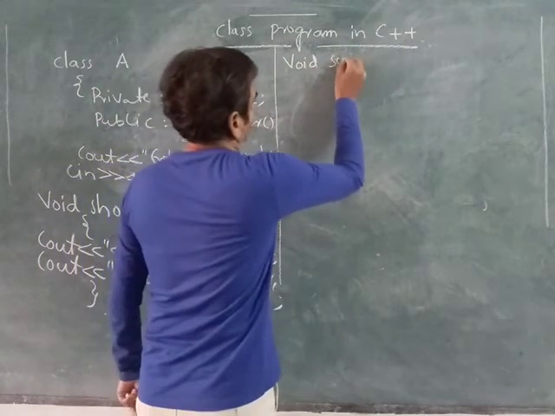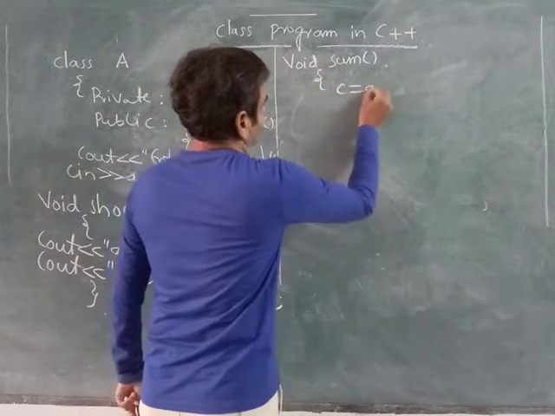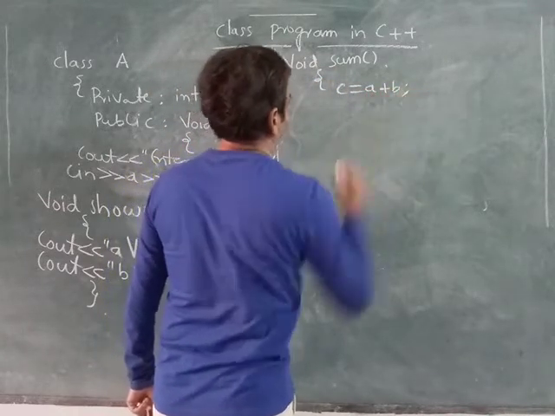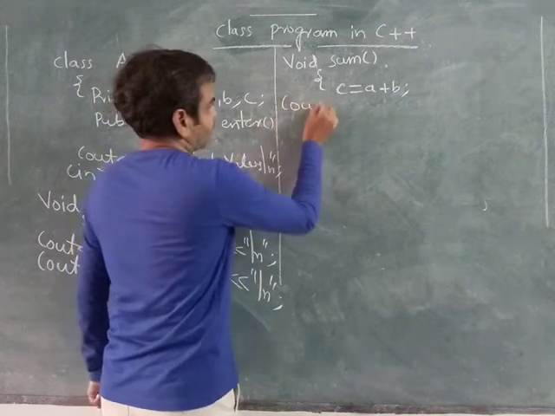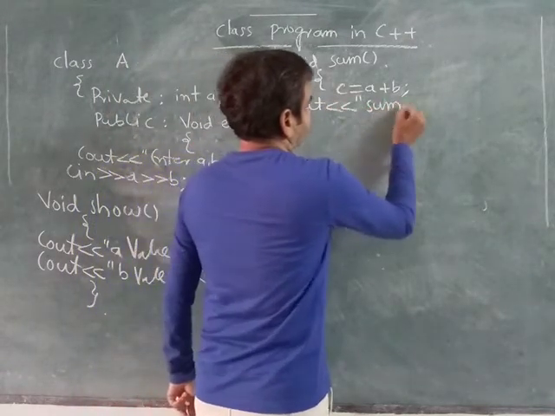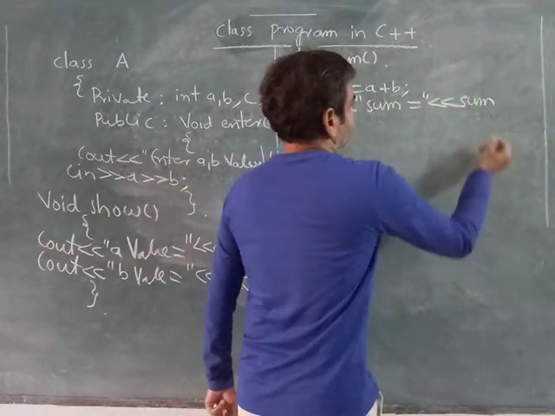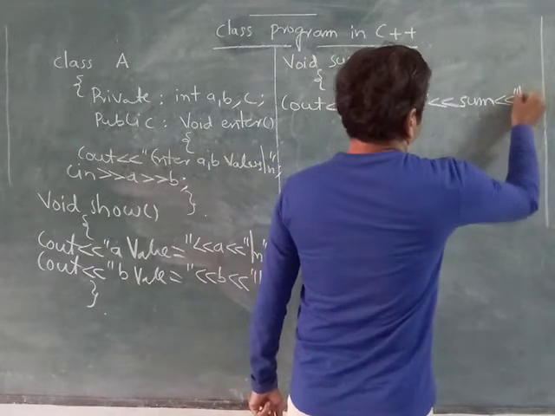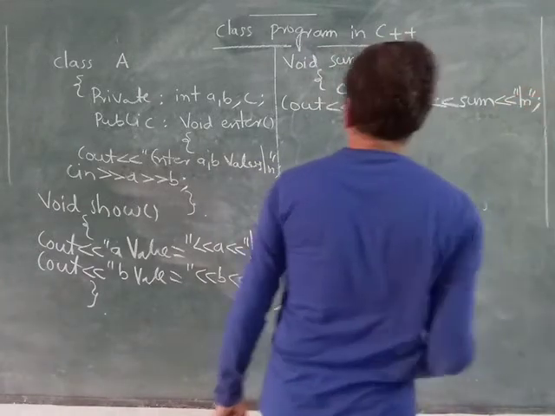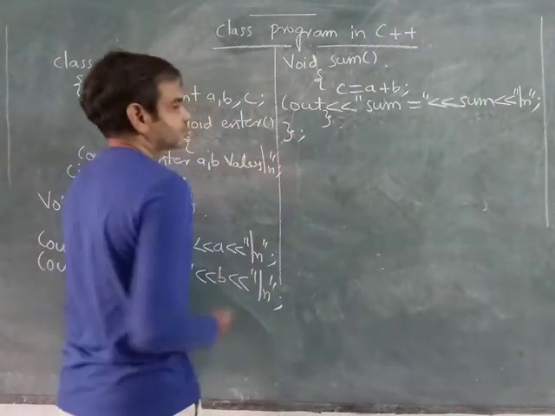In sum, I am doing addition of two numbers. c is equal to a plus b. Then cout: Sum of a comma b is equal to sum. Then slash n. Close. So this is the class template.